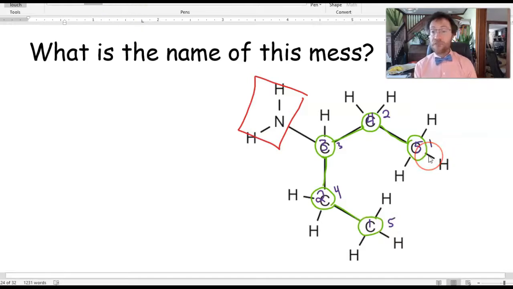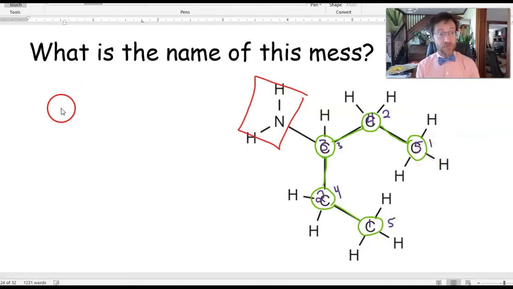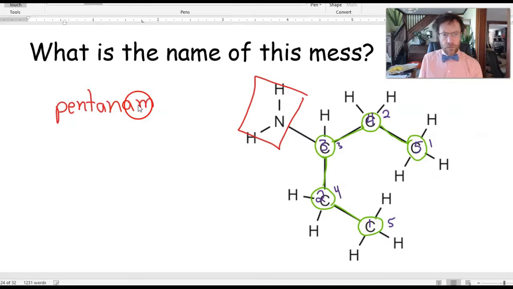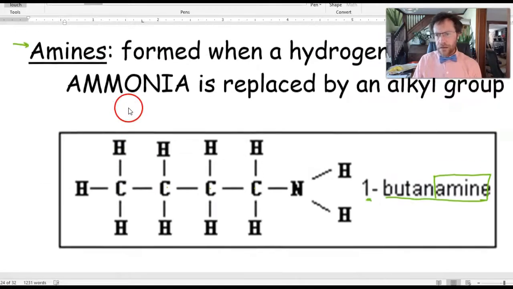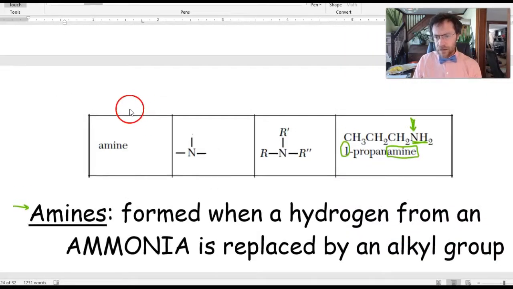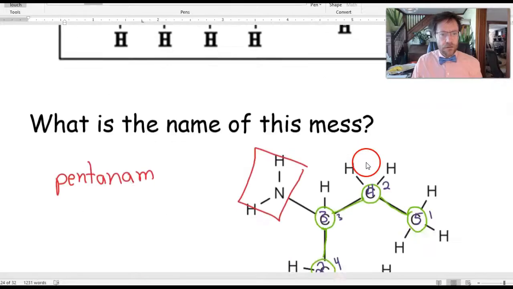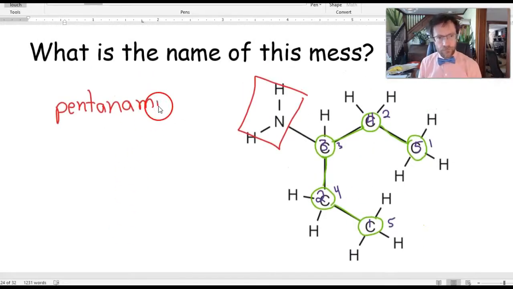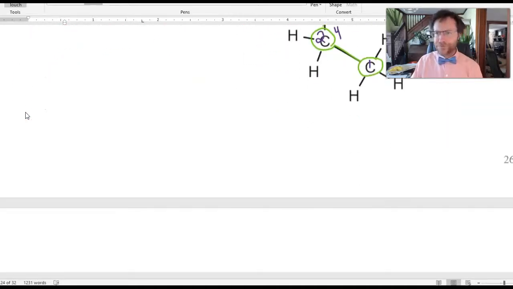But what's nice is I know I have 5 carbons, so that's going to be pentane. But instead of the E, I'm going to have amine. Wait, is it amine? How do I end it? Oh yeah, pentane. Yep, just amine right there. And then I got to indicate where it is. So that's on my number 3 carbon. 3-pentanamine. That's an ugly, ugly molecule. Not gonna lie. I don't like that one.